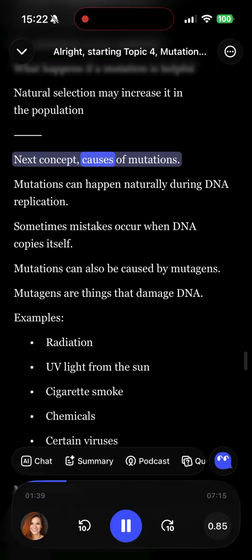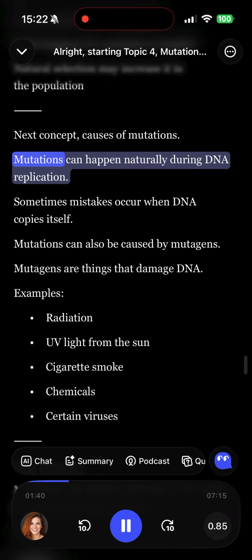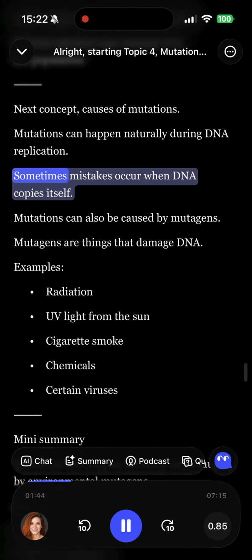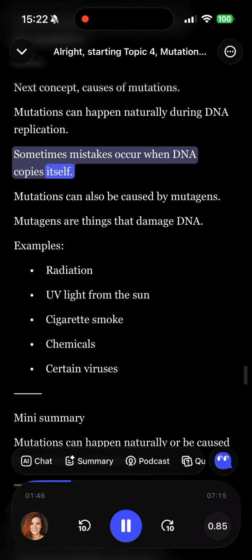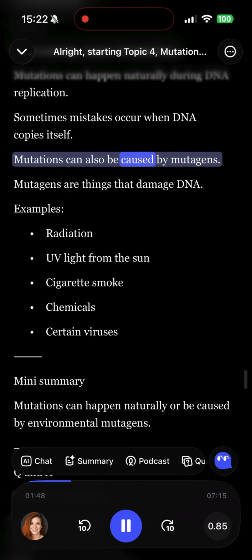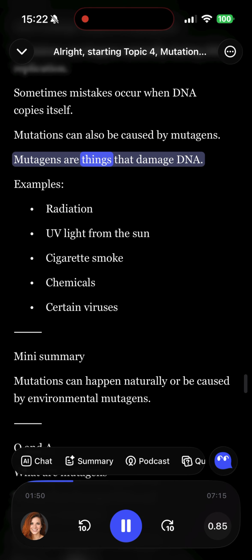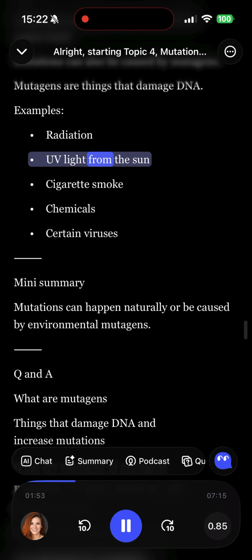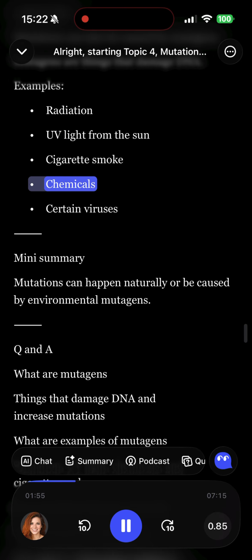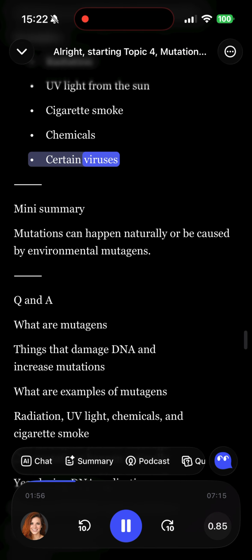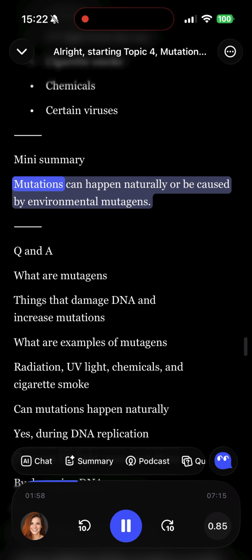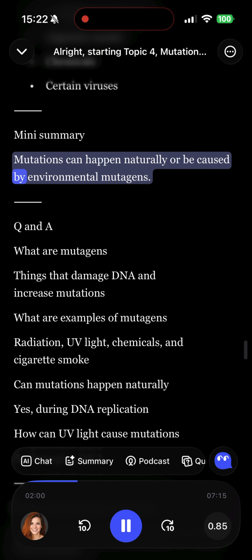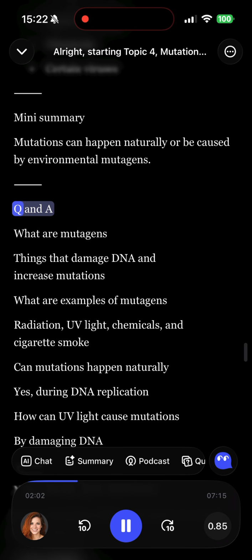Next concept, causes of mutations. Mutations can happen naturally during DNA replication. Sometimes mistakes occur when DNA copies itself. Mutations can also be caused by mutagens. Mutagens are things that damage DNA. Examples: radiation, UV light from the sun, cigarette smoke, chemicals, certain viruses. Mini summary. Mutations can happen naturally or be caused by environmental mutagens.